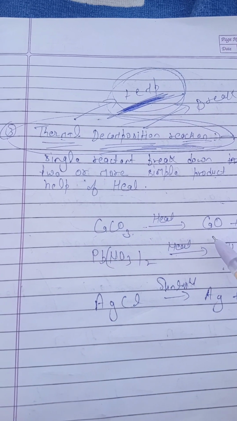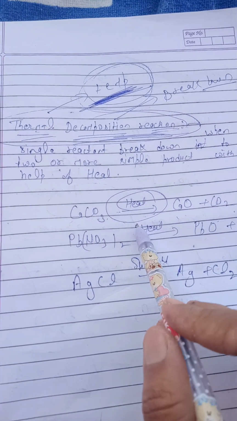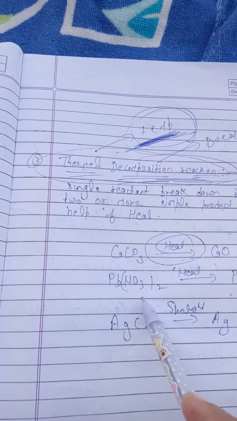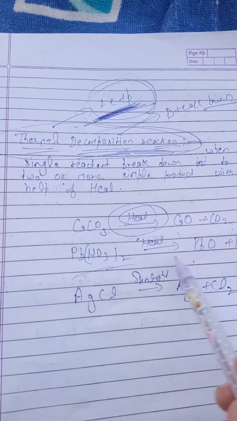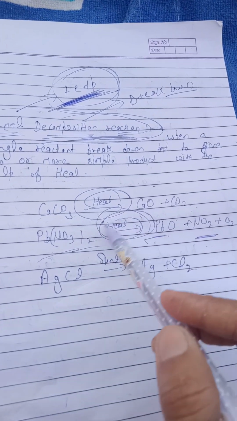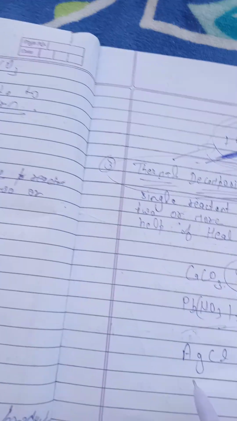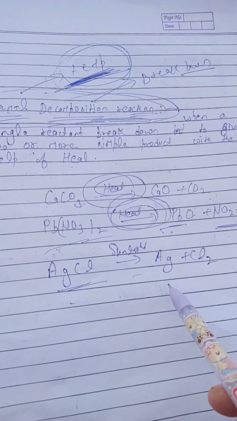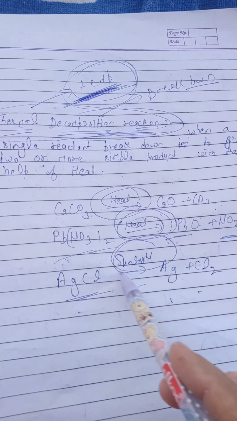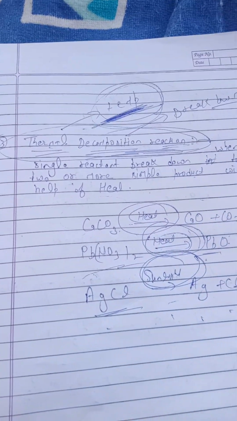CaCO3 is converted into CaO plus CO2. This is converted with the help of heat. This is called the thermal decomposition reaction. In the same way, PbNO3 is converted into PbO plus NO2 plus CO2. This breaks down with the help of heat. In the same way, AgCl breaks down into Ag plus Cl2. This breaks down with the help of sunlight. So we can say that this is the thermal decomposition reaction.